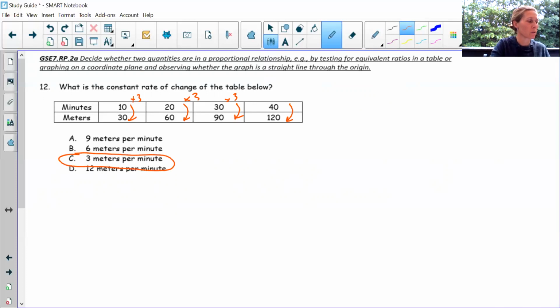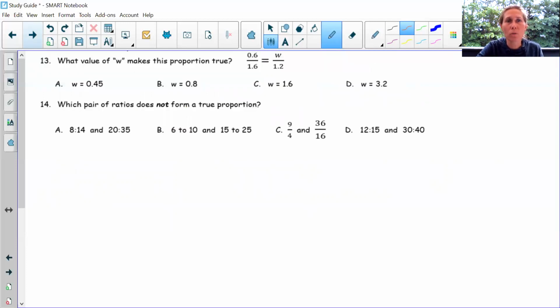Next one, number 13. What value of W makes this proportion true? Remember the shortcut? Oh, please use it. Otherwise, it's going to be a pain in your keister. And I'm not going to be there. So let's do it. Cross products.